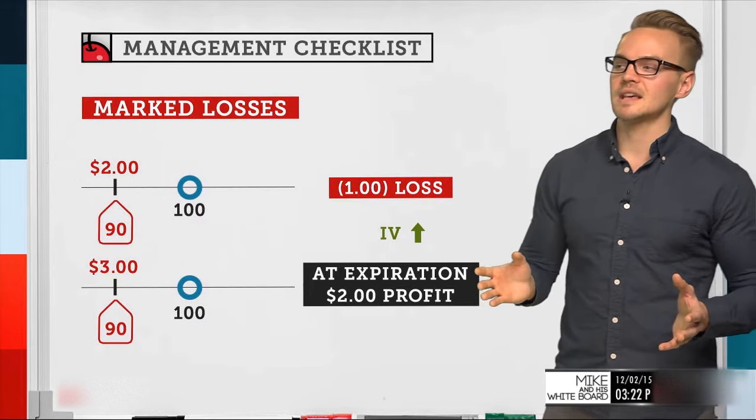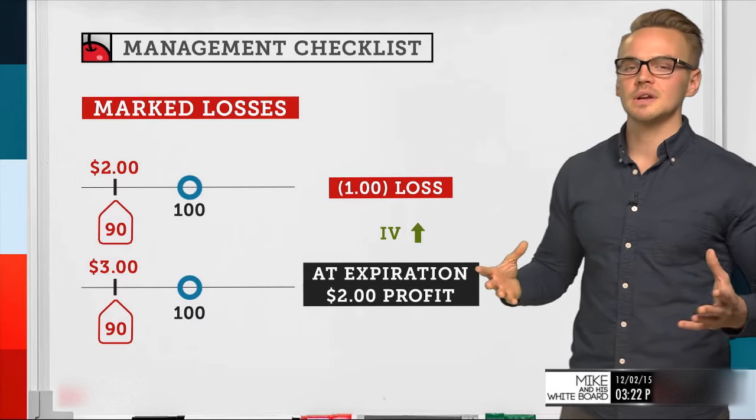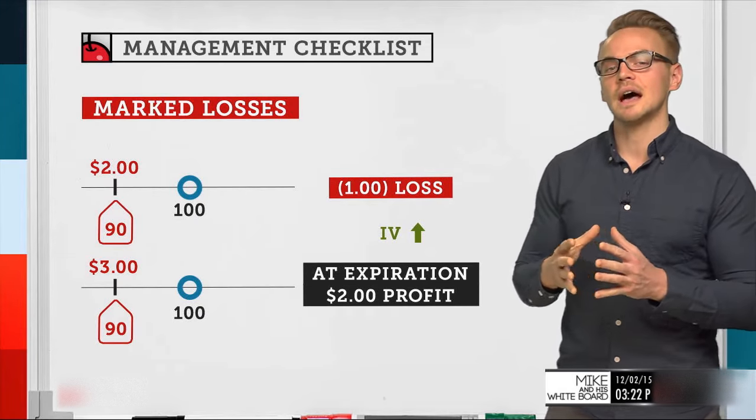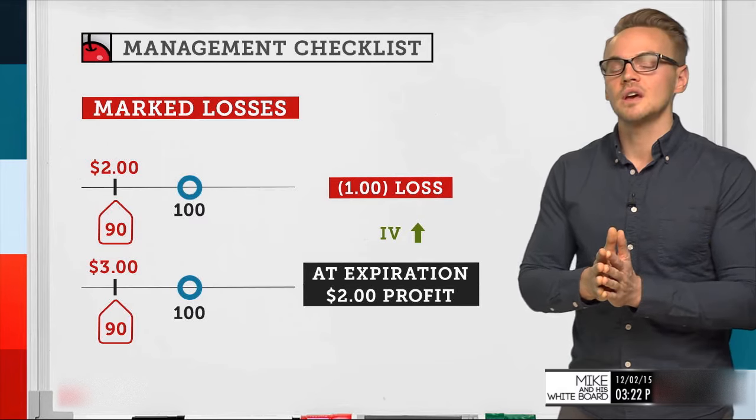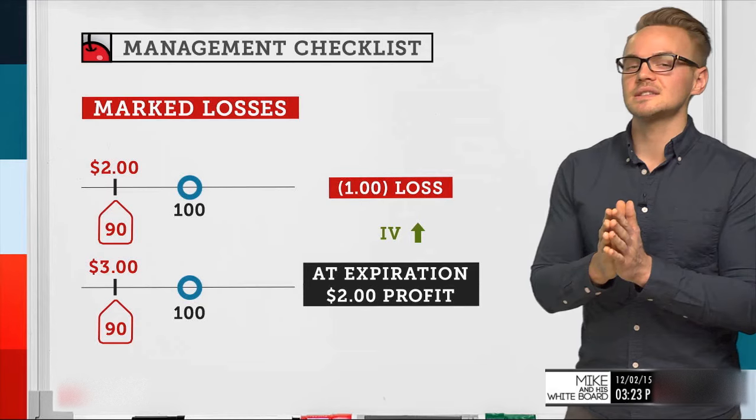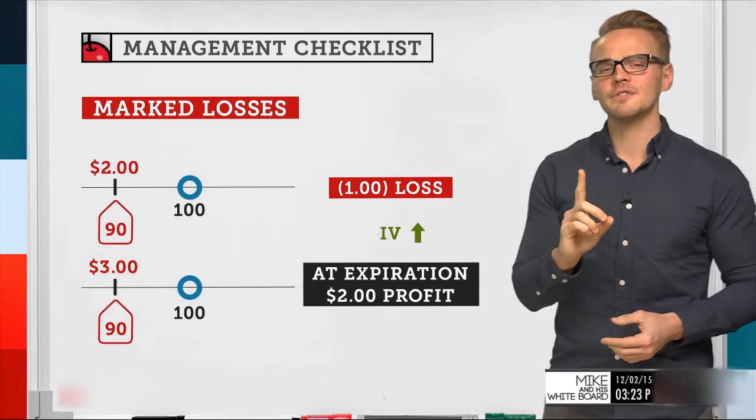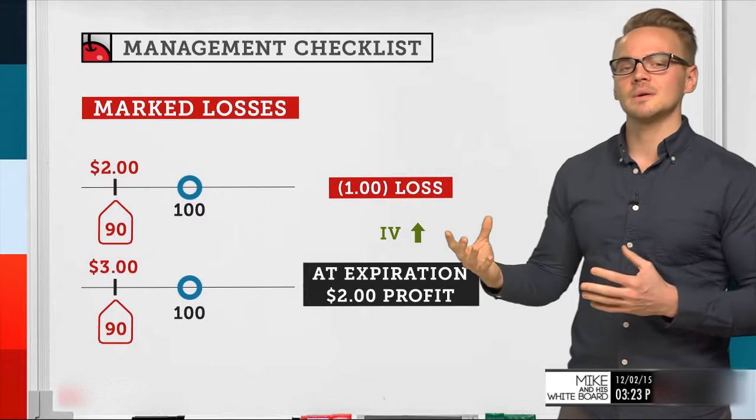But the key here is that if I see a marked loss on an out-of-the-money option, I'm not going to do anything at all because that option is still out of the money. At expiration, regardless of what I might see fluctuating in my marked loss, as long as it stays out of the money, I'm going to see that profit at expiration. So that's the very first thing I'm going to consider when determining whether to roll or close a trade.